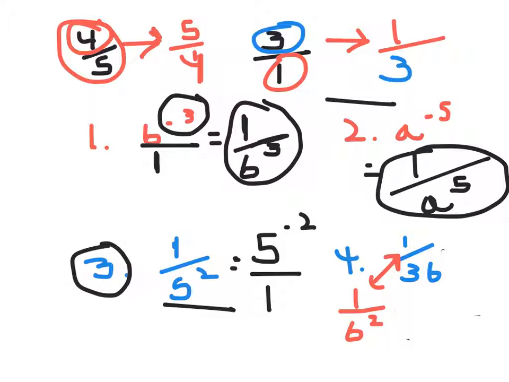So again, you're going to find the reciprocal, and then you're going to change the sign. So 1/6 squared would become, if you were writing this with a negative exponent, 6 to the negative 2nd power over 1. Notice how we've found the reciprocal and changed the sign. You can go back and forth between this. It's just you have to read what the question is asking you to do.